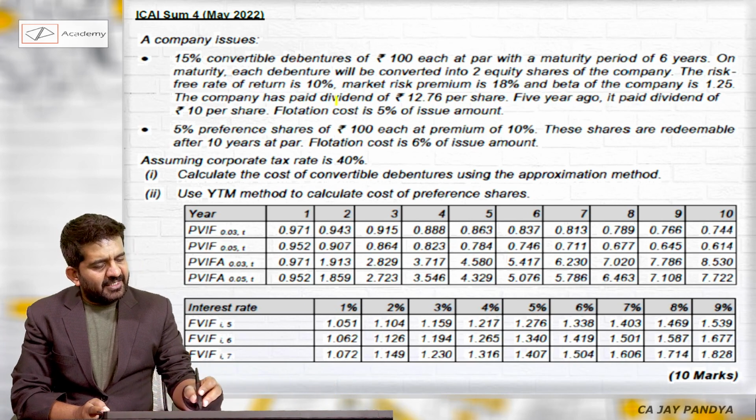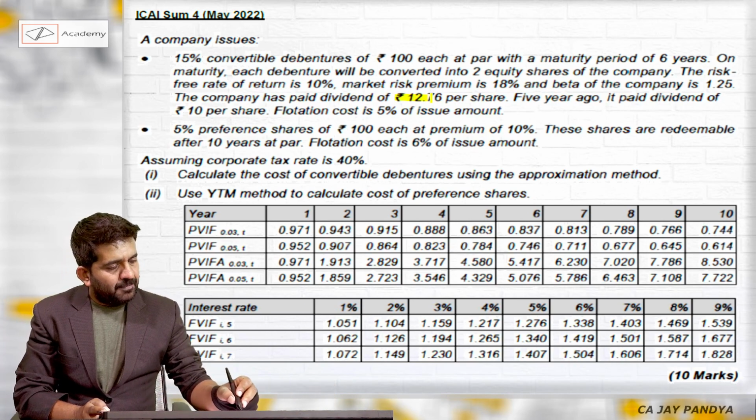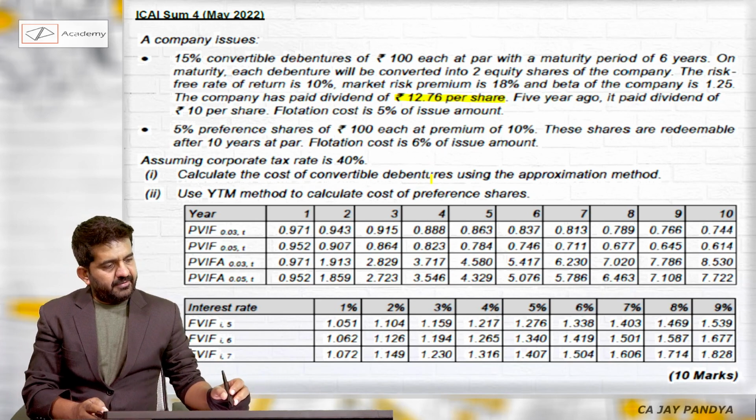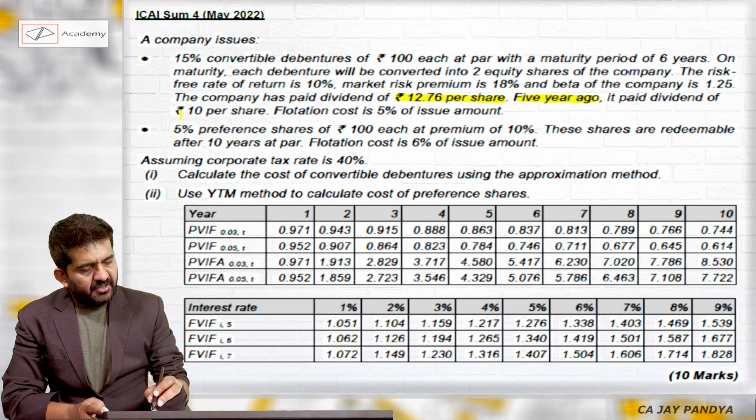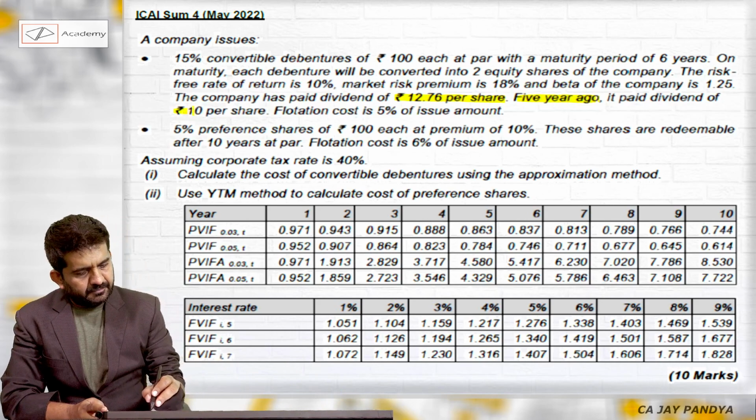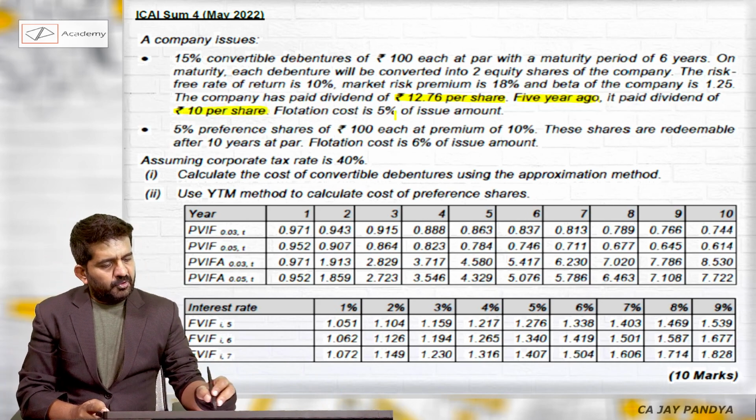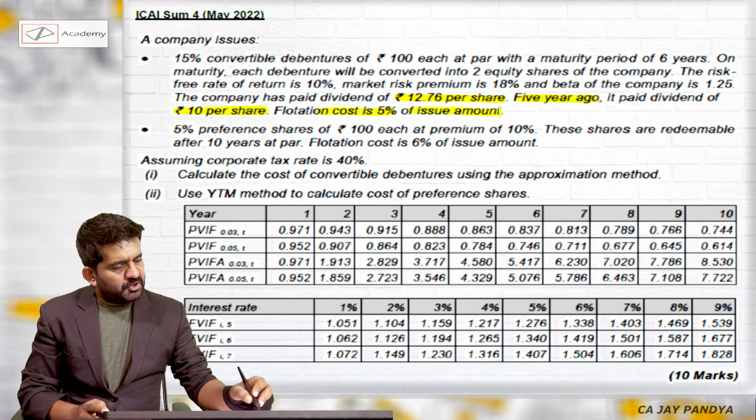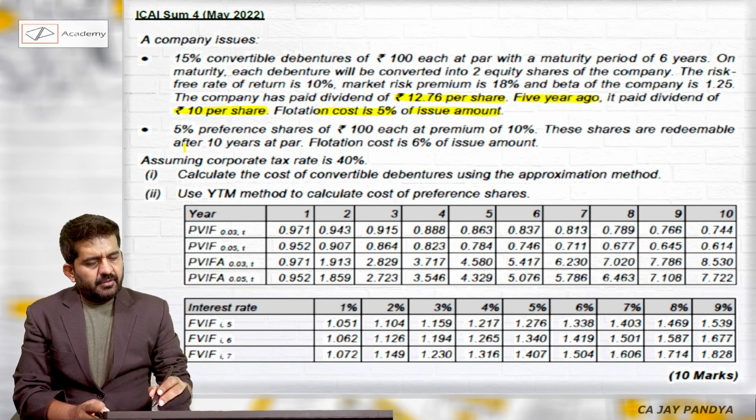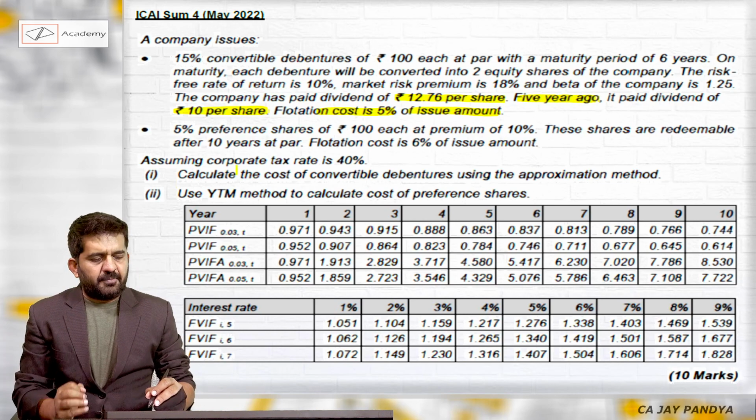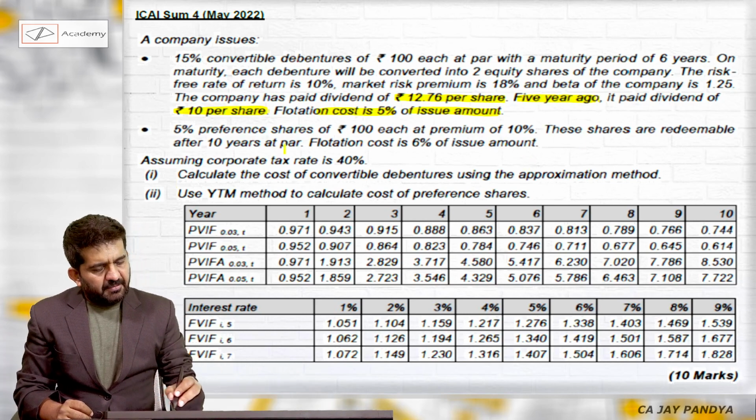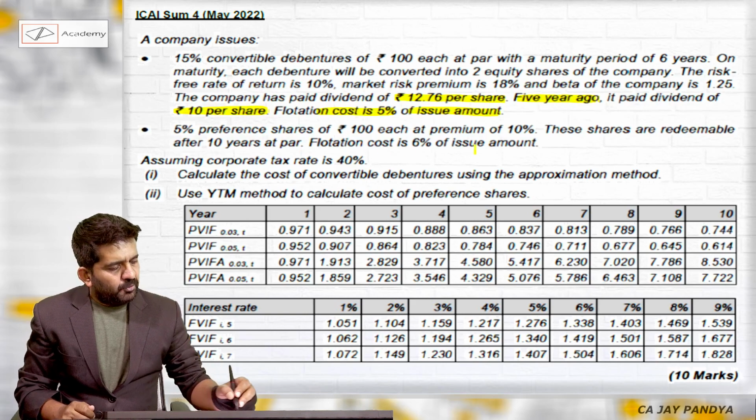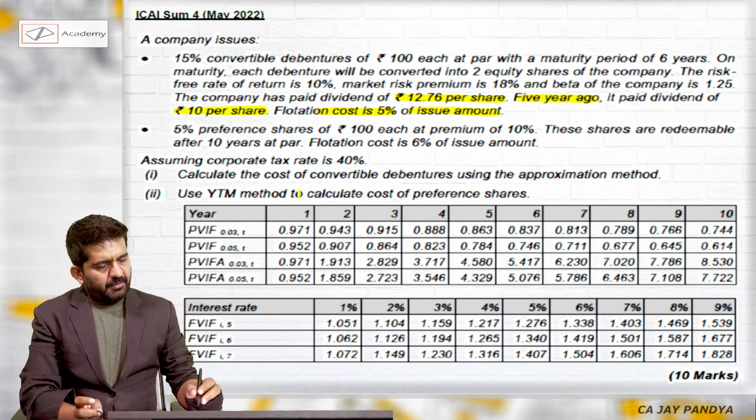The company has paid a dividend of 12.76 per share. 5 years ago, it paid a dividend of rupees 10 per share. Flotation cost is 5% of issue amount. Second point is 5% preference shares of rupees 100 each at a premium of 10%. These shares are redeemable after 10 years at par. Flotation cost is 6% of the issue amount.